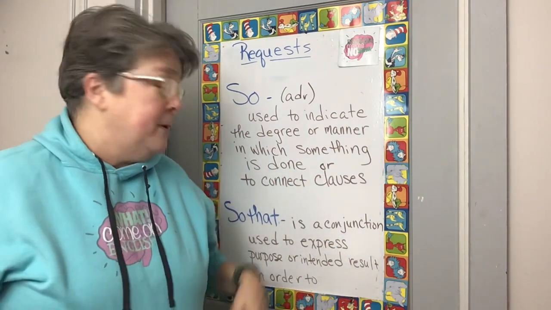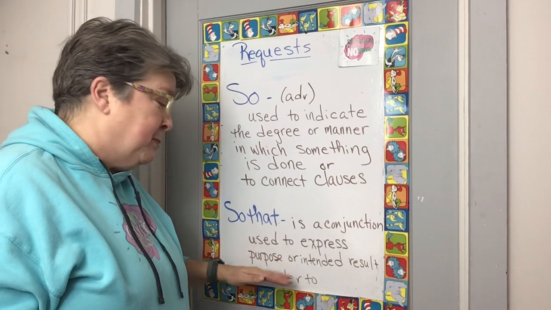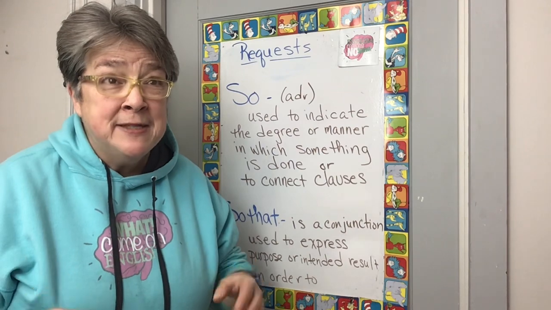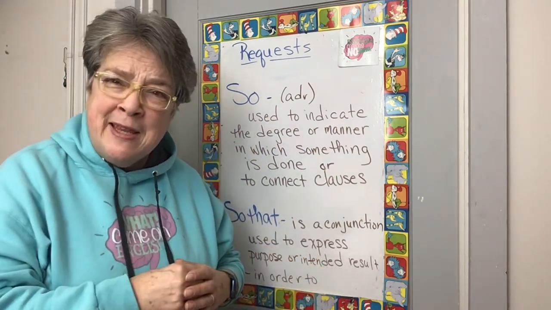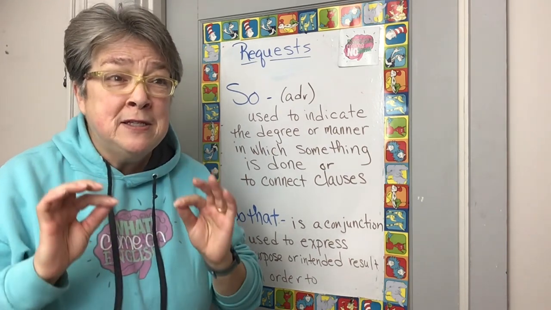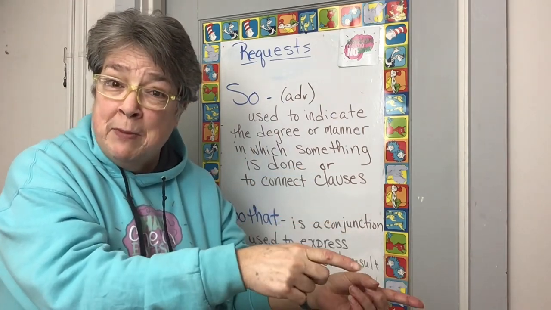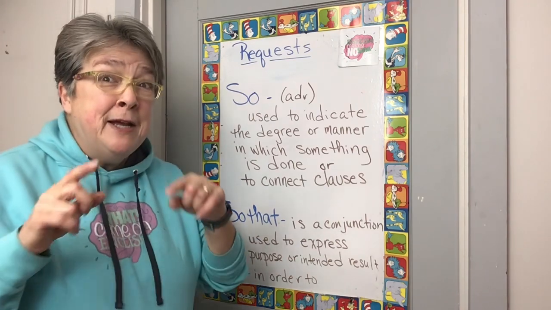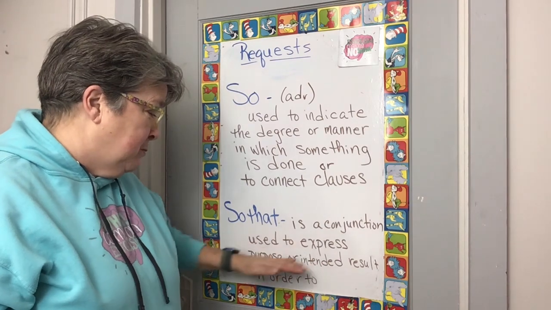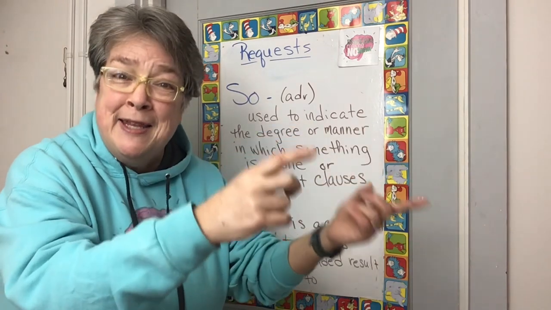Okay, perfect. Now, "so that" is a conjunction used to express purpose or intended result. Think of it as "in order to." Let me explain a little better. We are going to study very hard tonight so that we will do well on the exam tomorrow. Our purpose or intended result is so that we will do well on the exam. Got it?